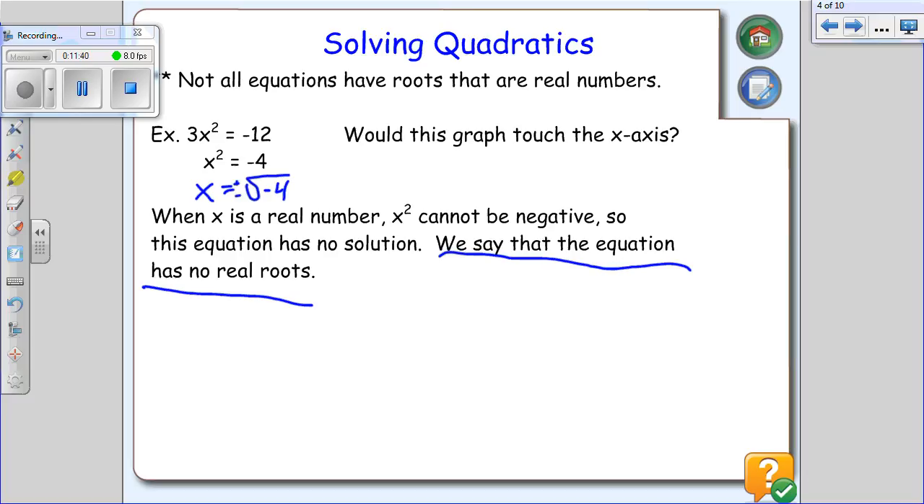Cube root would be possible, yes, because you can cube root negatives, and you can fifth root negatives, and you can seventh root negatives. You can do any odd root.